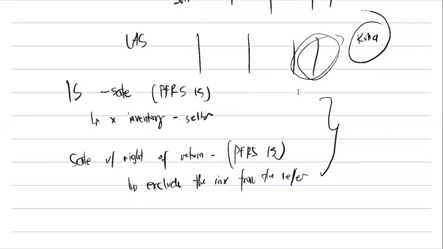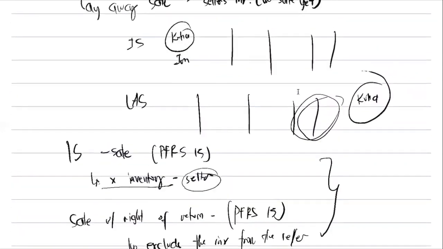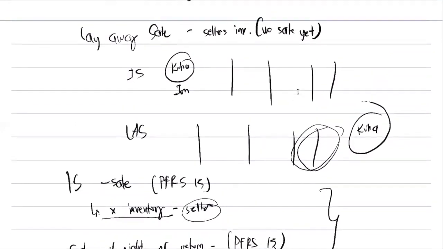Okay, PFRS 15. Installment sale, exclude inventory from the seller. Why? Because it is considered a sale already. Sale with right of return, exclude the inventory from the seller. Why? Because it is already included as a sale under PFRS 15. Layaway sale, not yet a sale. Therefore, part of the seller's inventory.